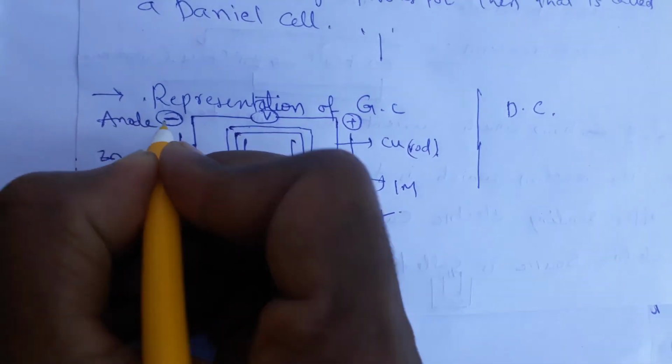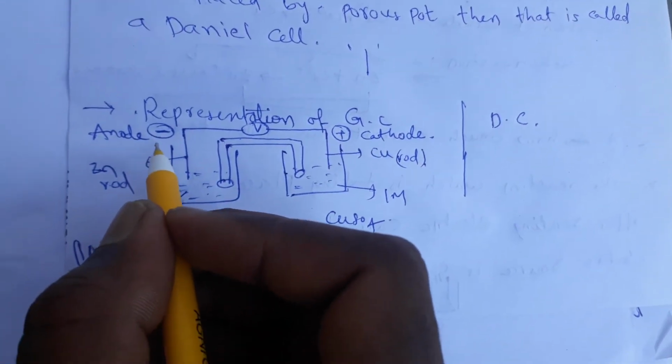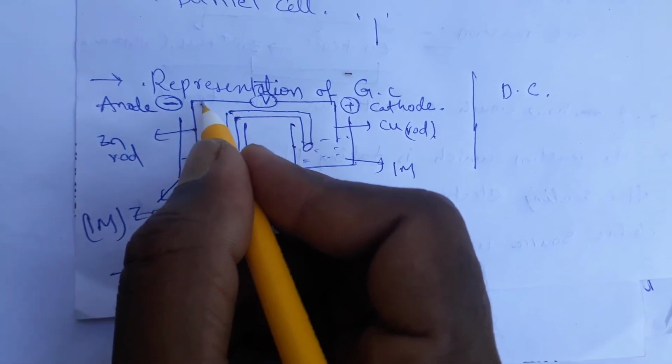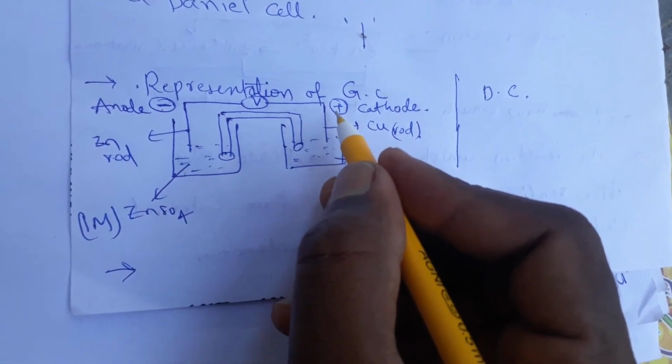This is the anode and this is the cathode. Simple it is. Zinc is undergoing oxidation, electrons are being removed, so electrons pass from this side, that's why it is a negative sign, and this side it is a positive sign.